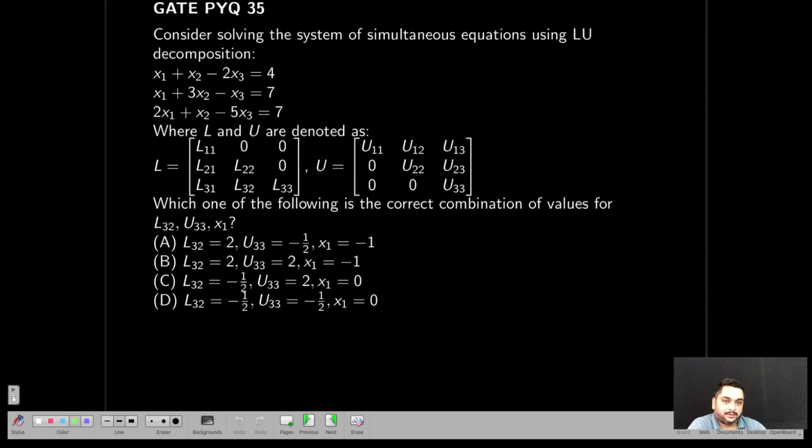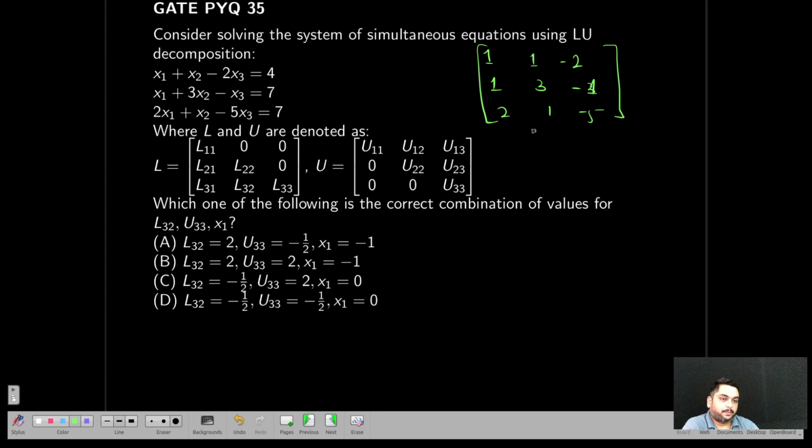Next, consider solving system of simultaneous equations using LU decomposition. So they are given 3 equations and LU are given. Unlike the previous question on this, they have not mentioned where the ones are. So I will go for the standard approach. What is the standard approach? Get the coefficient matrix: 1, 1, minus 2, 3, minus 1, then 2, 1, minus 5.